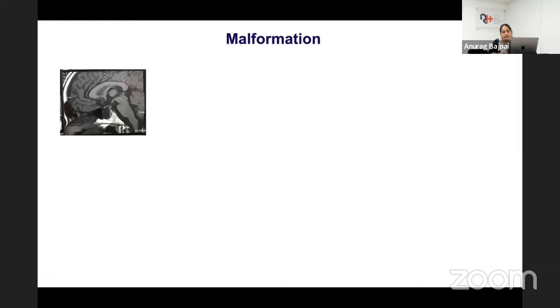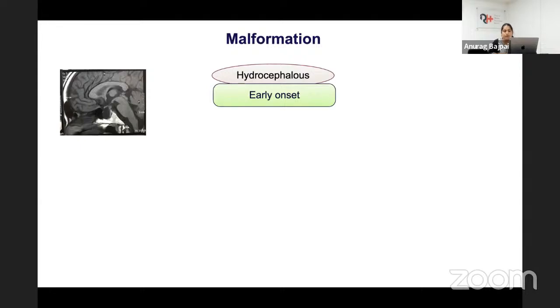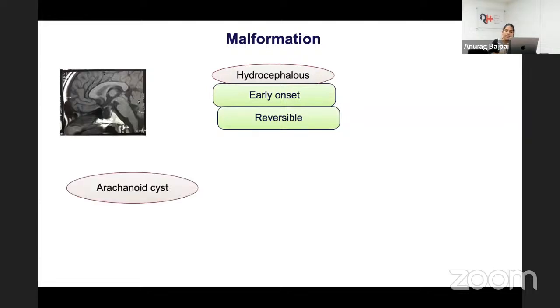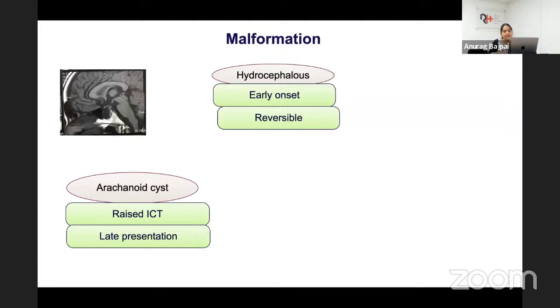Coming to another cause, that is the malformation. And we can have hydrocephalus. In the hydrocephalus, there is an increased intracranial pressure that disrupts the inhibitory pathways, which causes the onset of puberty, and it is very early in onset. But it is reversible, when the intracranial pressure reduces, then this will come back to normal. In the arachnoid cyst also, there is an onset of puberty due to the raised intracranial tension, and it has a later presentation as compared to the hydrocephalus.